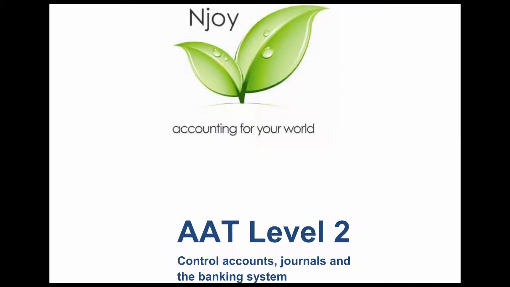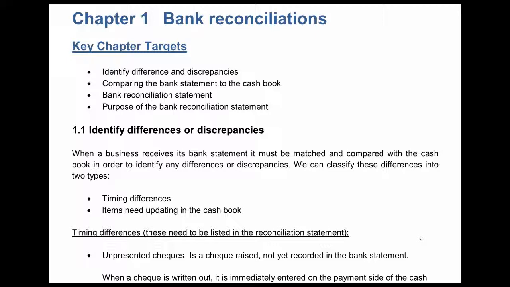So let's get started. AAT Level 2 Control Accounts, Journals and the Banking System are the notes that you should have in front of you. And we're going to start with bank reconciliations. If you move along to Chapter 1, bank reconciliations, what we're looking at are differences, discrepancies between the bank statement and the entries that have been made in the cash book. And to account for those differences, we have what we call the bank reconciliation statement.